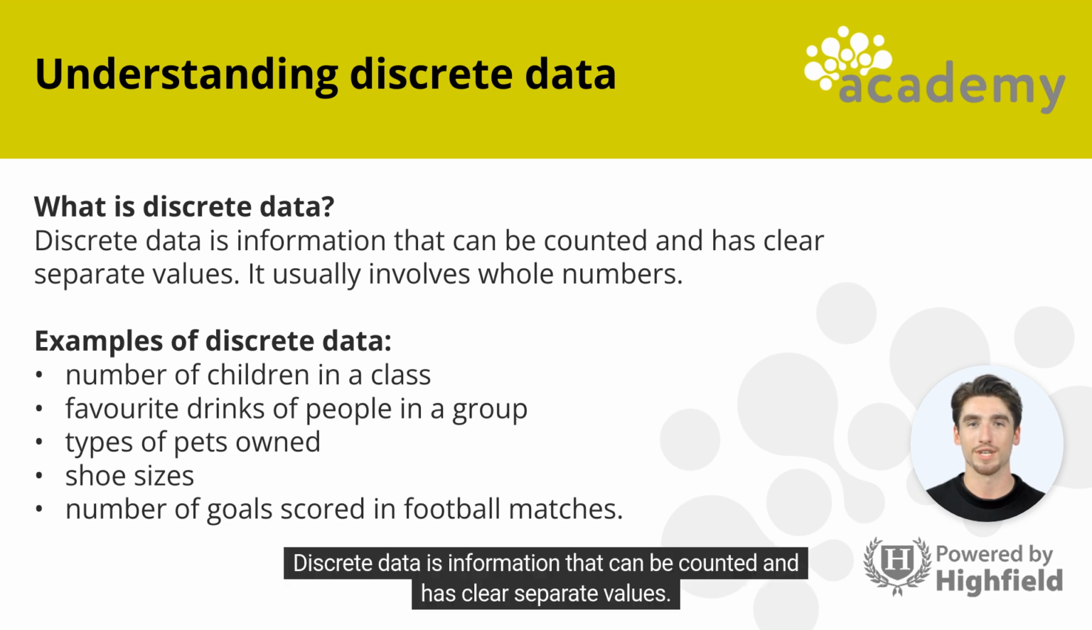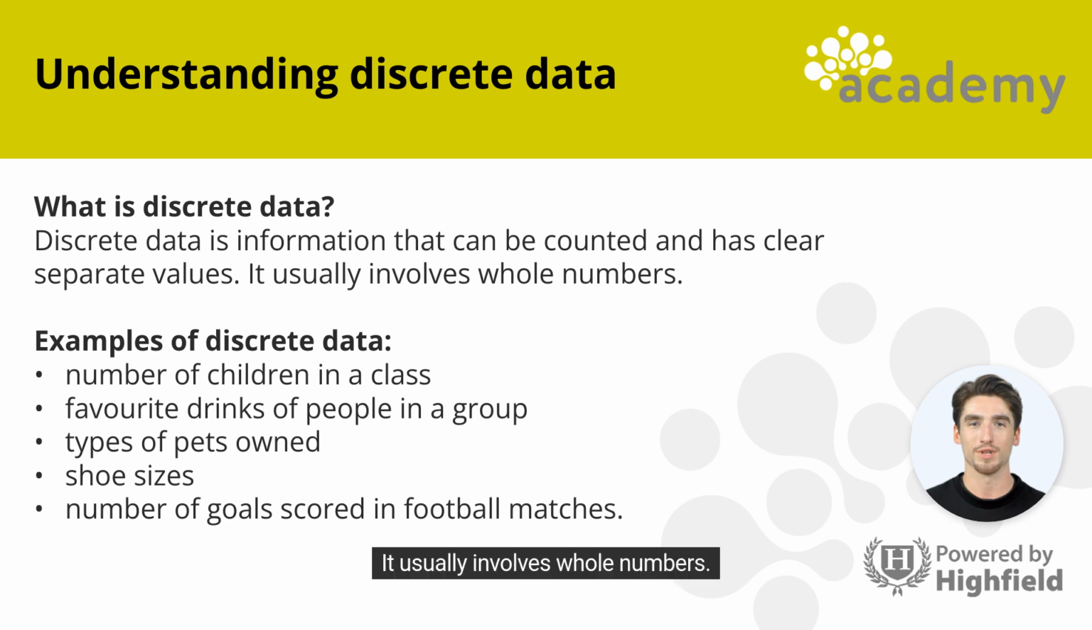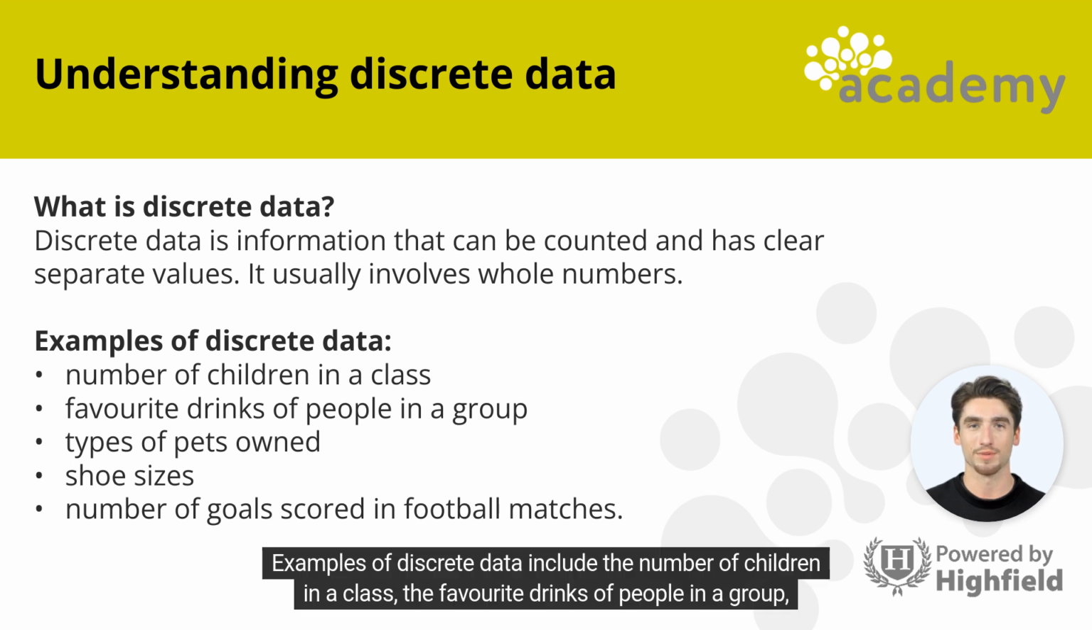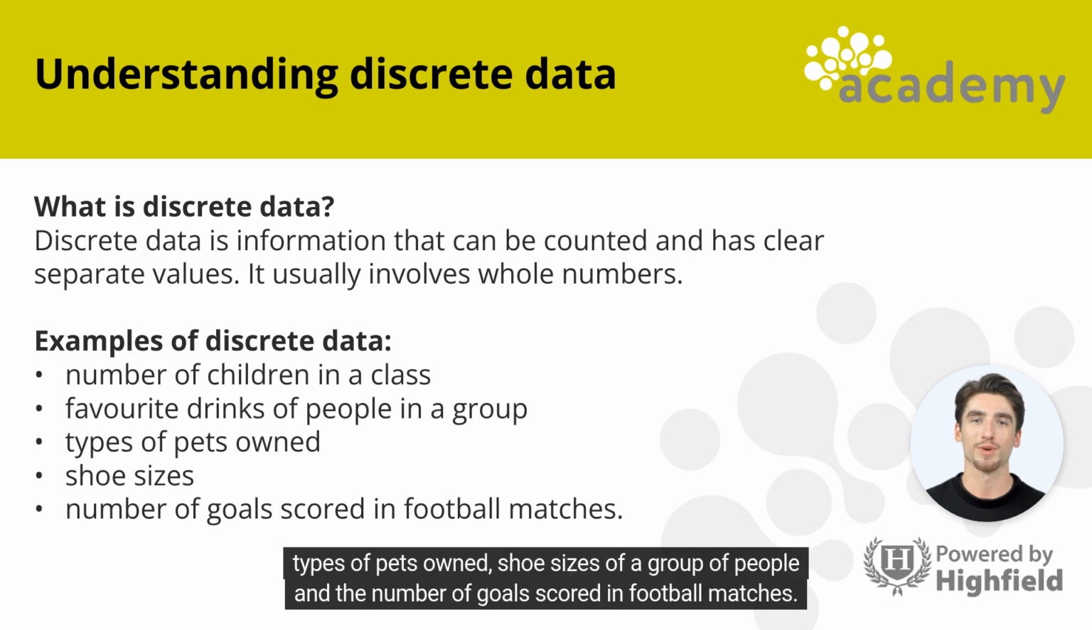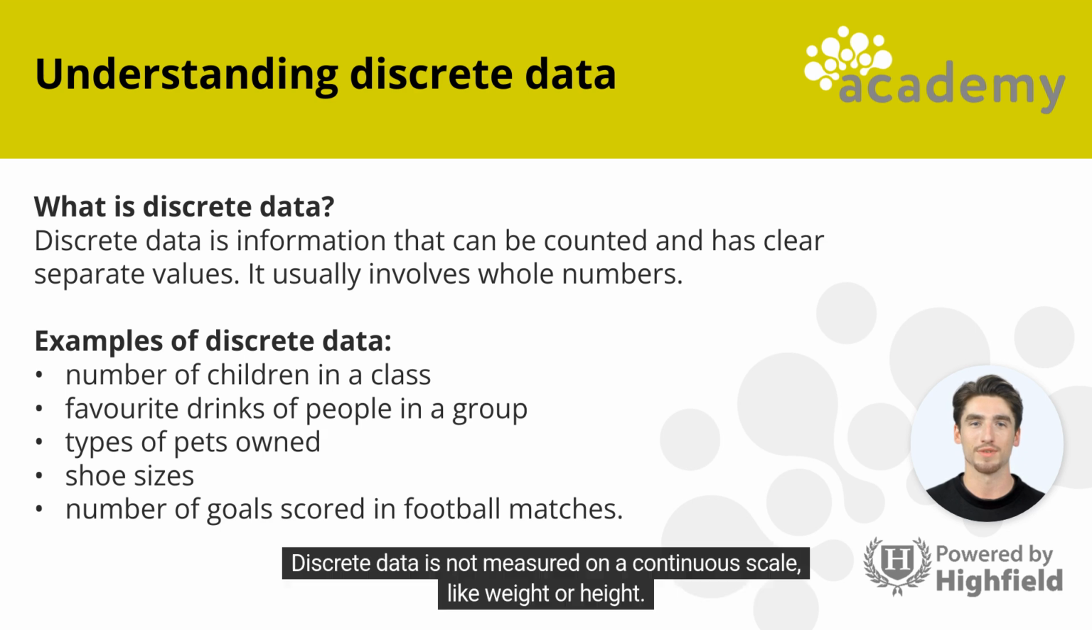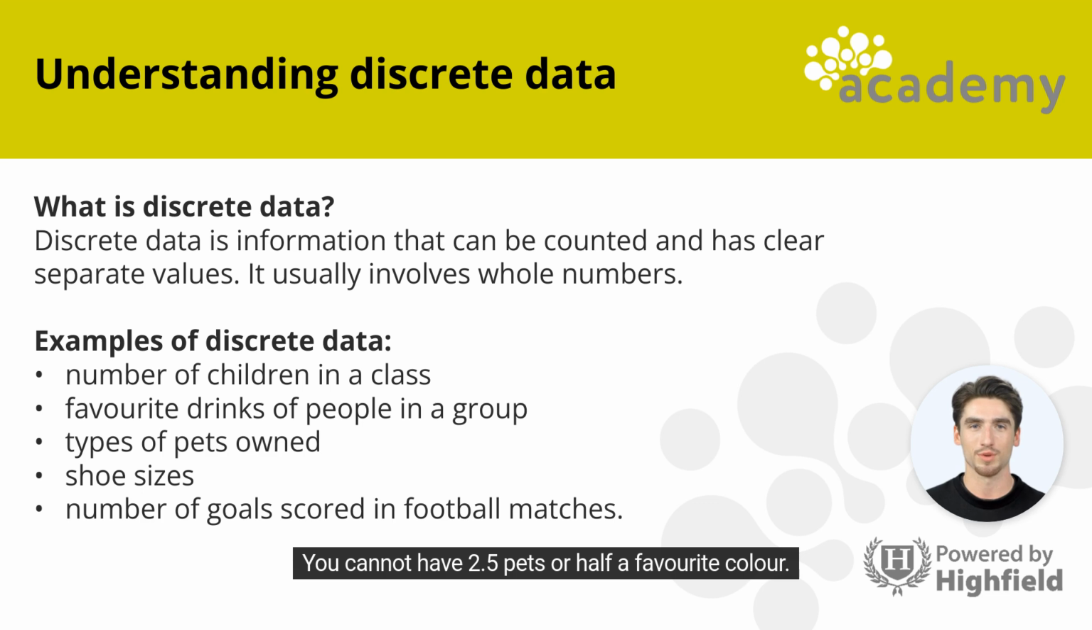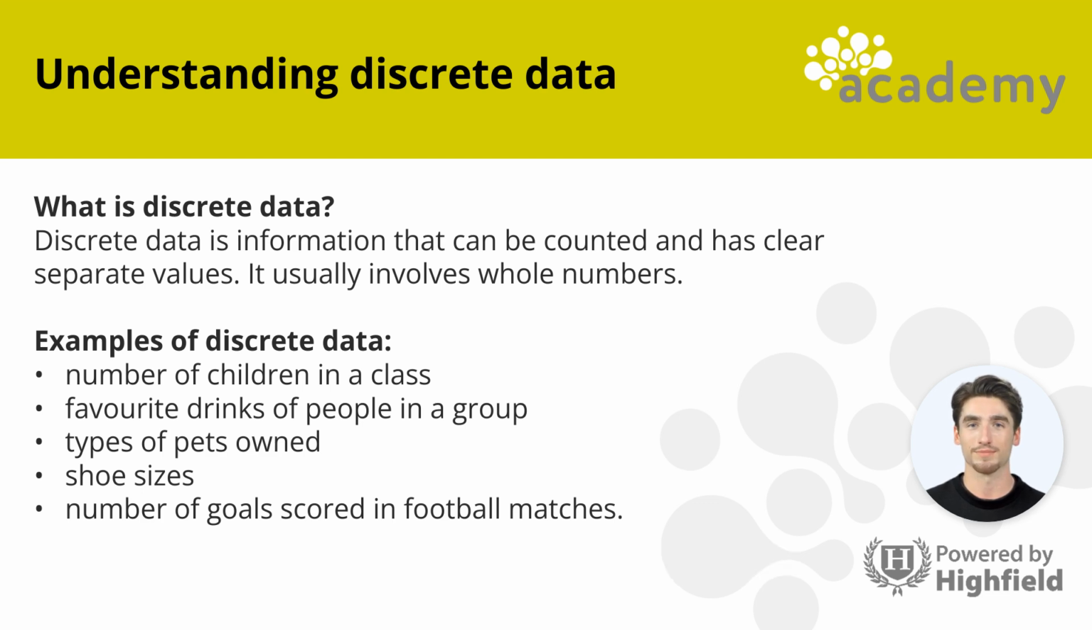Discrete data is information that can be counted and has clear separate values. It usually involves whole numbers. Examples of discrete data include the number of children in a class, the favorite drinks of people in a group, types of pets owned, shoe sizes of a group of people, and the number of goals scored in football matches. Discrete data is not measured on a continuous scale, like weight or height. You cannot have 2.5 pets or half a favorite color.